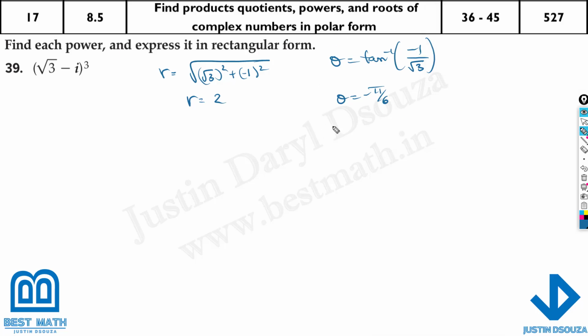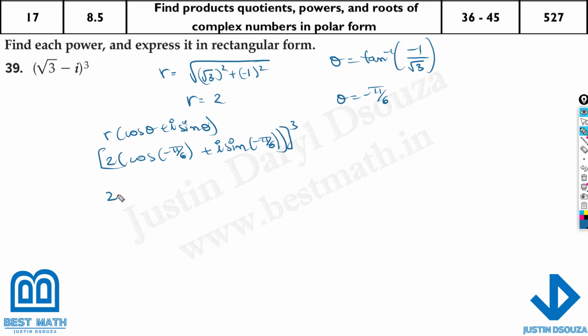Now what next? Once we have r and theta, we can write it in the form of r of cosine theta plus i sine theta. This is the polar form of imaginary numbers, complex numbers. So it's 2 into cosine minus pi by 6 plus i sine minus pi by 6. See, how much is the power we're raising? It's power 3. So this is going to be 2 to the power 3 times cosine 3 times minus pi by 6. You just put it in the calculator.